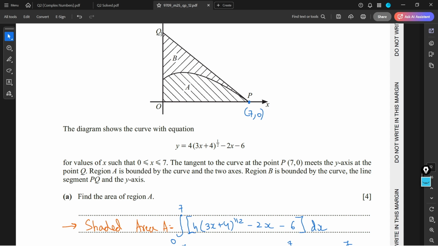Which brings us to the point that we first need to find the equation of the straight line PQ. From there, I can find my y-intercept. Once I have my y-intercept, I can have the height of the triangle, and I can have the base of the triangle. So I can use half times base times height to find the area of the triangle. Then this question becomes very easy for us to solve.